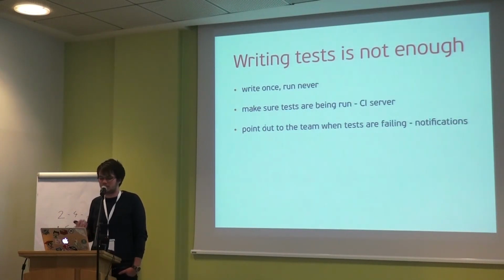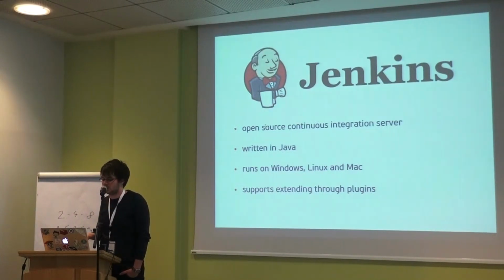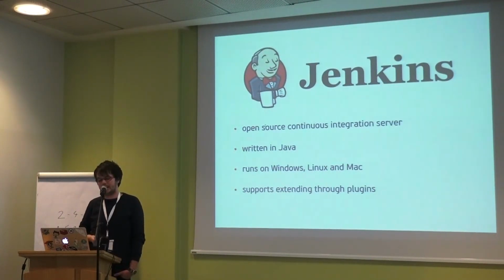And we need to point out to the team when tests are failing. So we need to use some notifications or emails or stuff like that. We decided to use Jenkins, which is an open source CI server. It's written in Java and it runs on Windows, Linux and Mac. And if I had to do it all over again, I would probably kill myself before I use Jenkins once again.